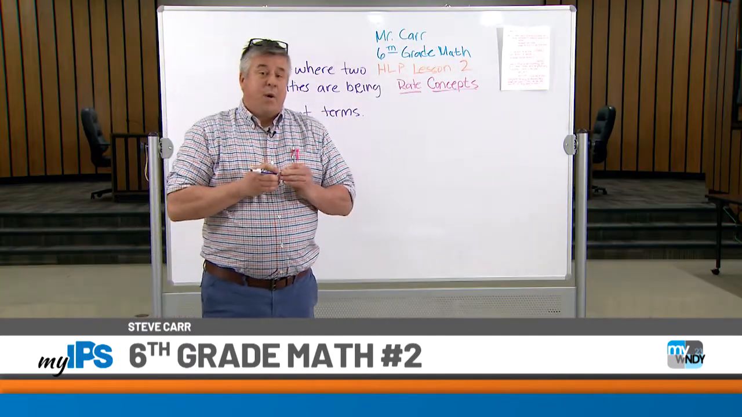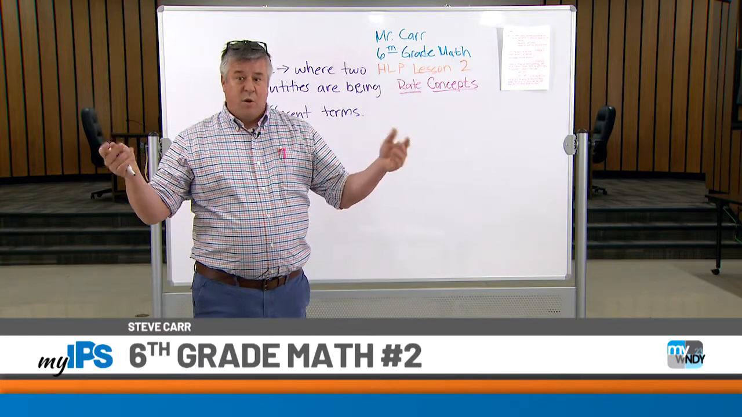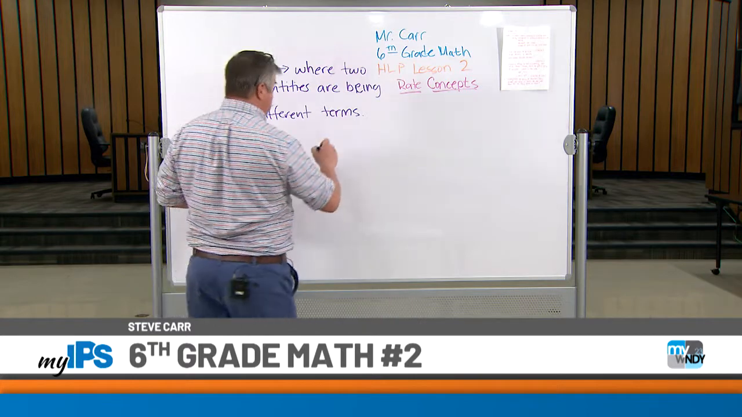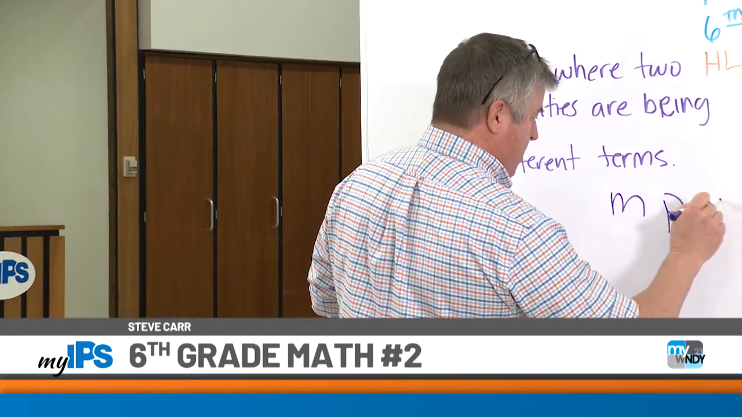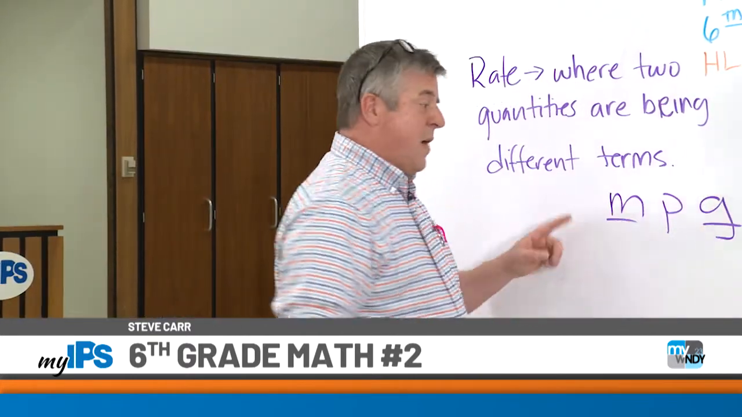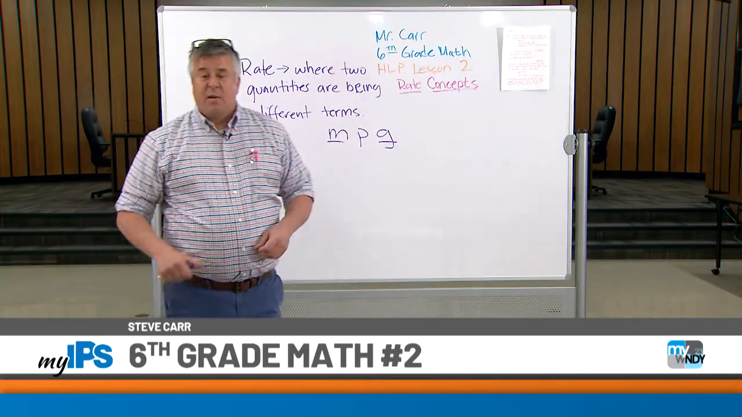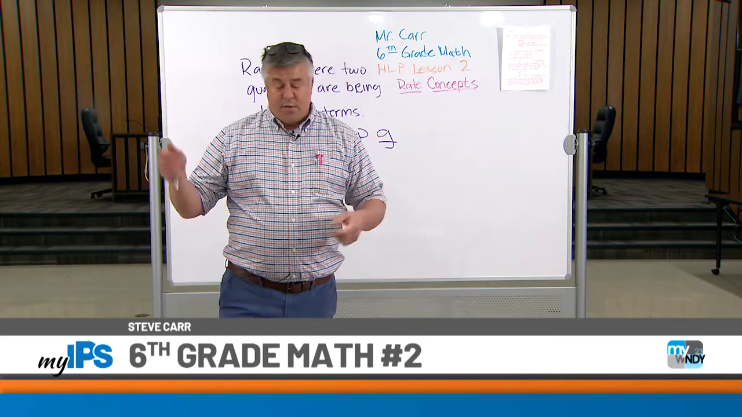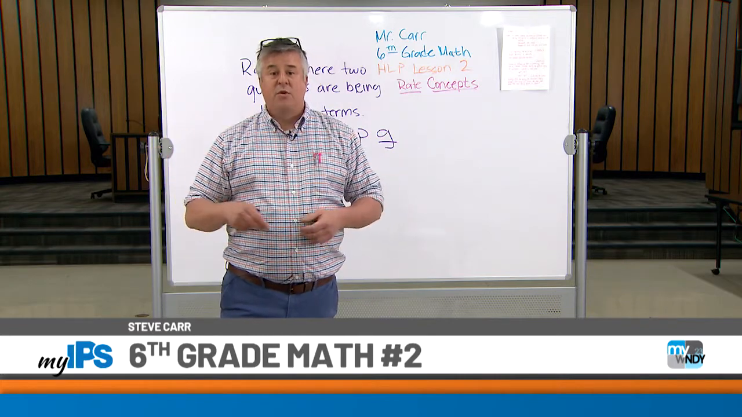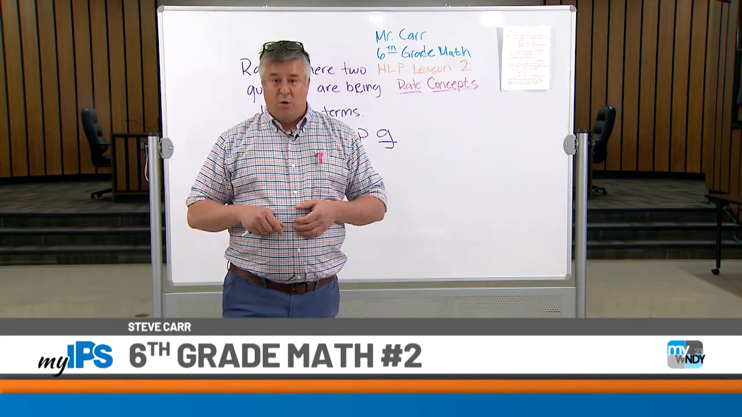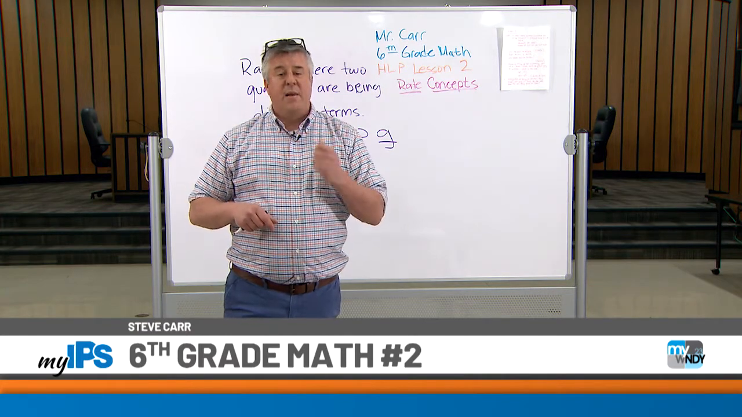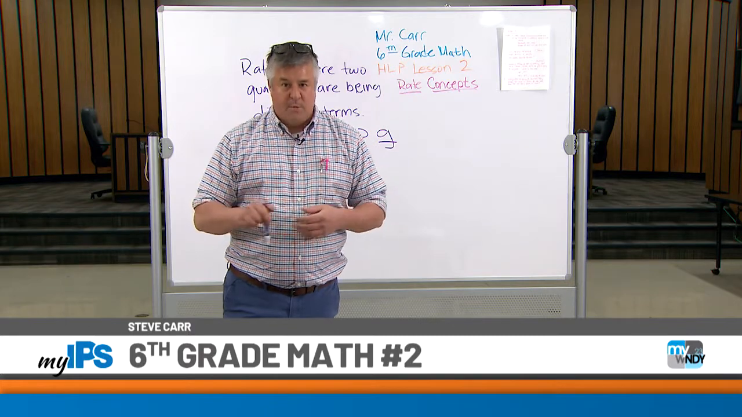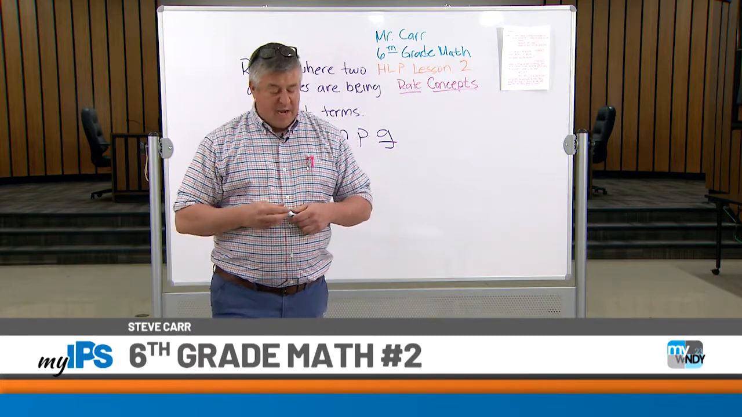Well, if we're comparing red marbles and blue marbles, we're comparing marbles, same term. But if we're comparing miles per gallon, we're comparing miles and gallons. Days in a week. The cost of bananas per pound, dollars and pounds. Those are ratios where our two quantities are being measured using different units or terms. Units or terms, we can use those phrases interchangeably.